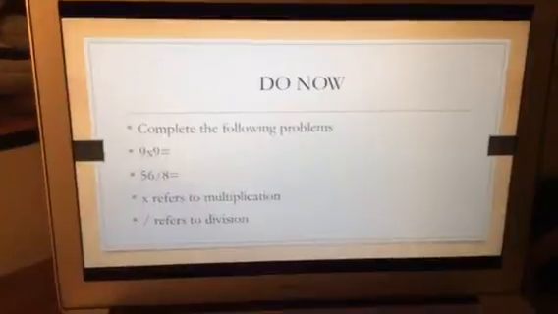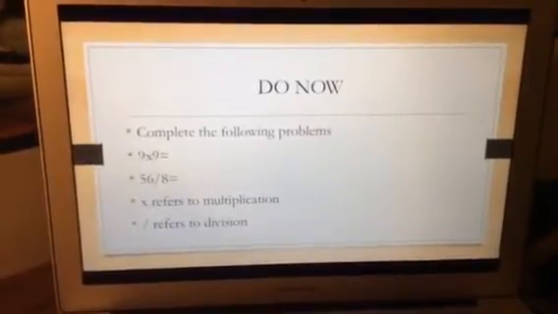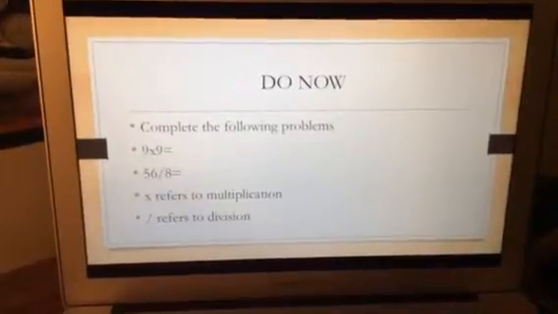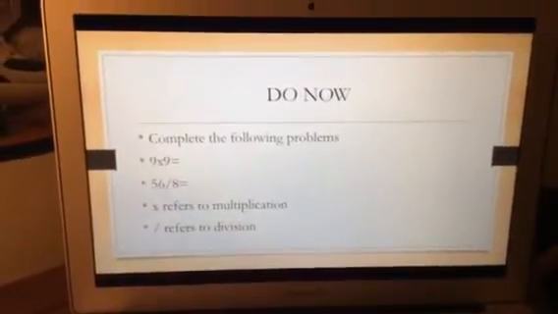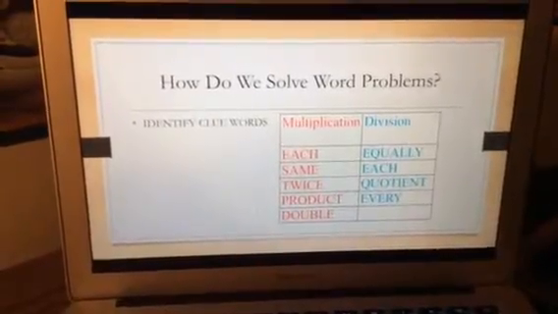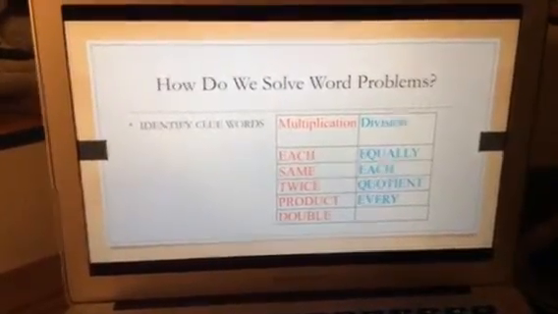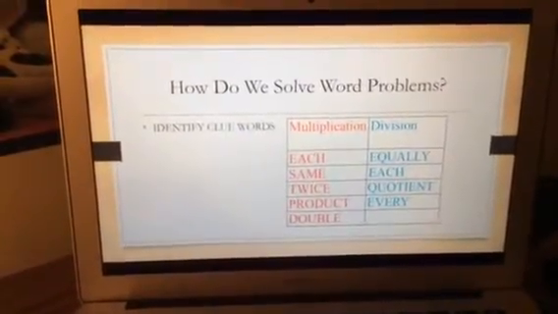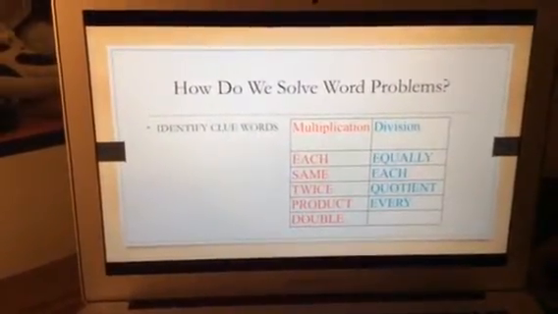This is the Do Now assignment. Students will be given 2 minutes to complete this, and then I will quickly go over the answers. The next slide is, how do we solve word problems? We solve word problems by identifying the clue words.